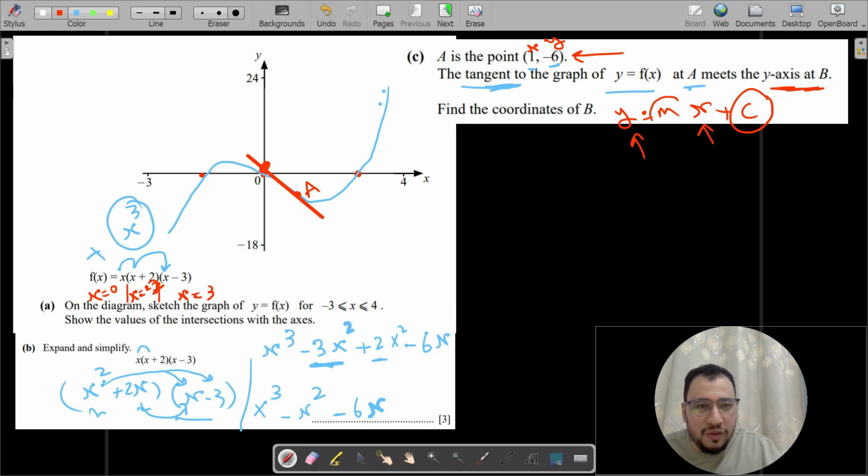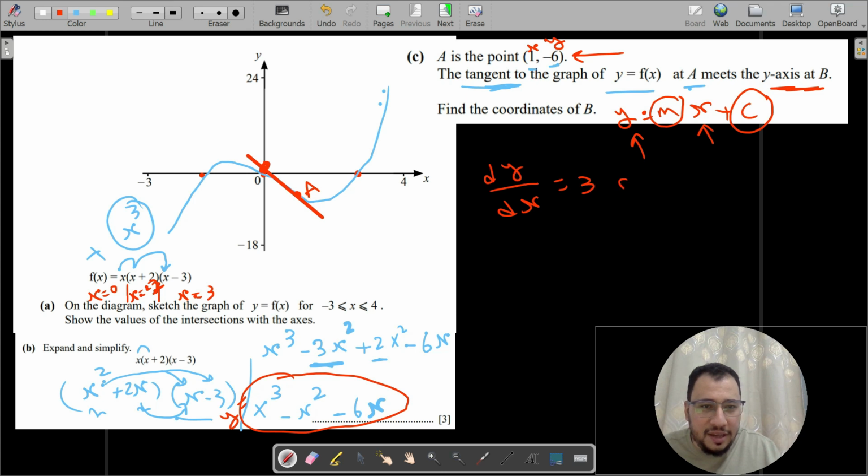We still have to find m, which is the gradient, and if you need to get the gradient at any point, you have to get the first derivative of the function. Here, the function we got, this is y. So we have to get dy by dx. When you get the derivative here, it is 3x squared minus 2x minus 6. This is the first derivative.